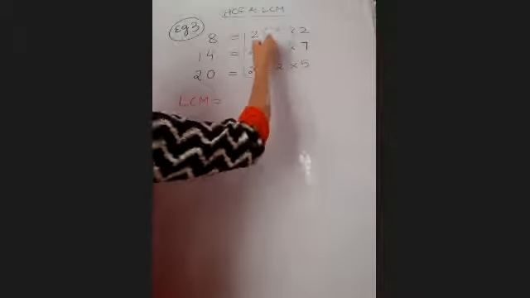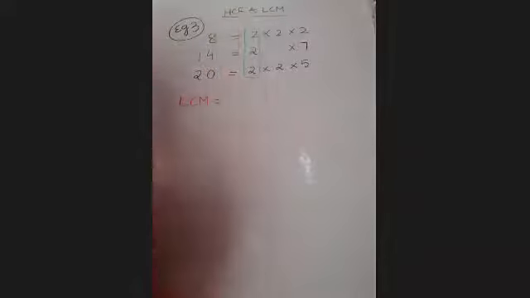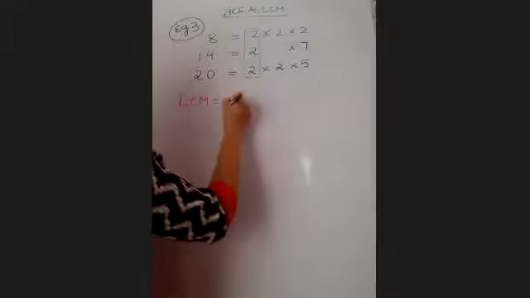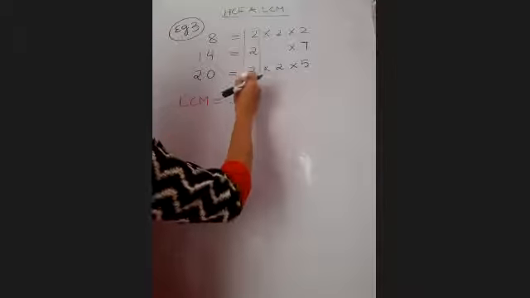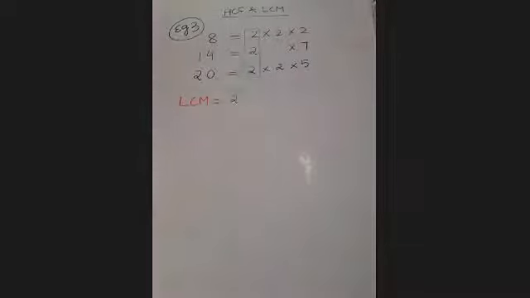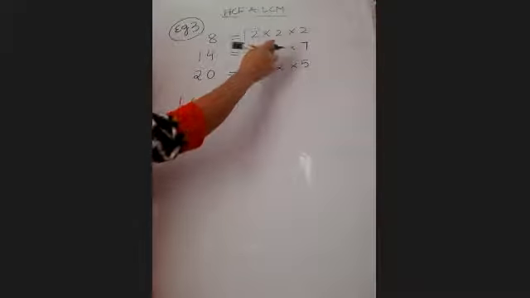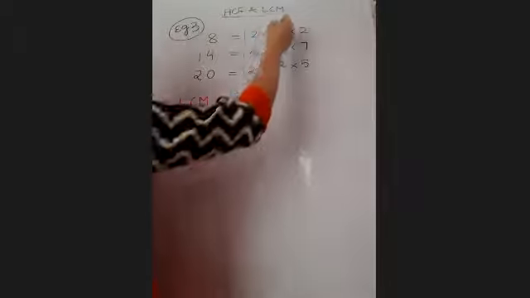Which is the common number? 2. So this 2 will come. I'm marking a green box here so that you can relate that this common 2 has come here once. What about another pair of 2? Will it be counted one time or 2 times? One time.